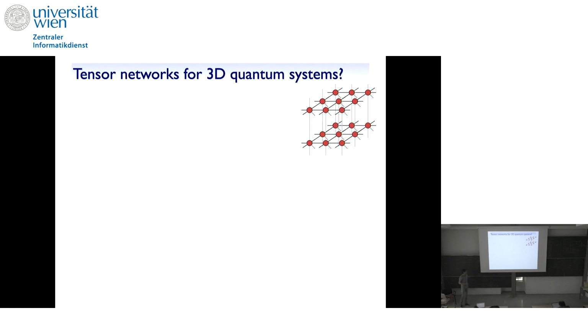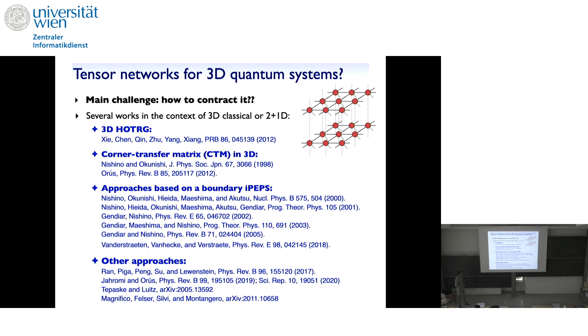In view of this progress, there's the natural question if we can also use this for 3D quantum systems. Of course, writing down the iPEPS ansatz in 3D is simple, but the main challenge is how are we going to contract these 3D tensor networks? There have already been quite a few works, especially in the context of 3D classical partition functions, but also in 2+1D. Think about the 2D quantum state where you do imaginary time evolution. This in the end also boils down to contracting a 3D tensor network.